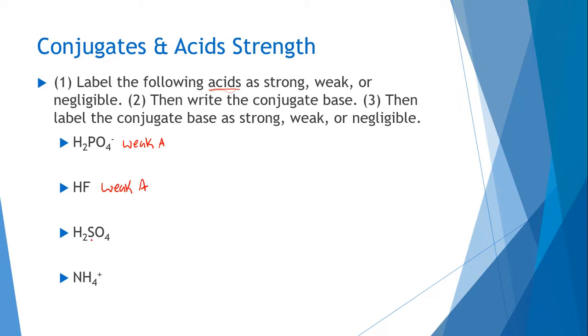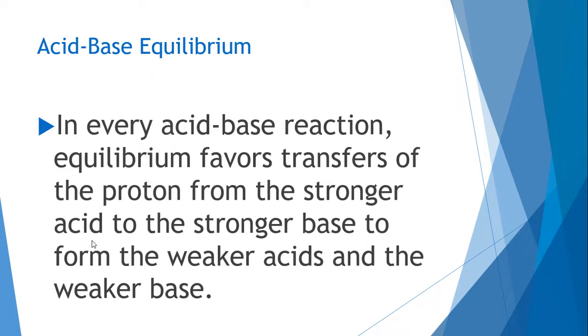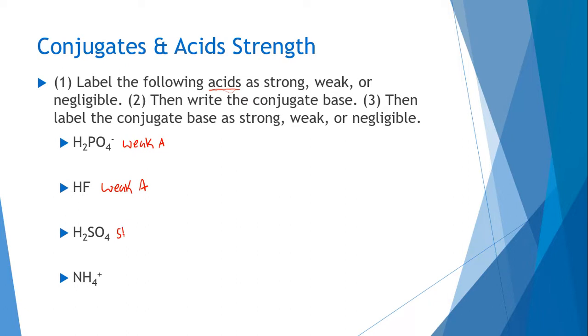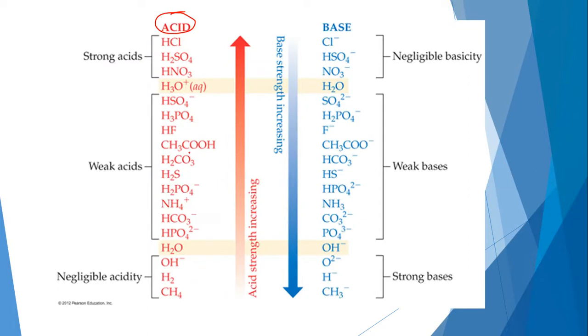Now I'm going to look for H2SO4. I find H2SO4 up here. This is in the strong acid range, H2SO4. And then NH4+, if I look down at my chart, I'm trying to find NH4+. You're going to see right here, it's in your weak acids. So I'm going to classify that as a weak acid.